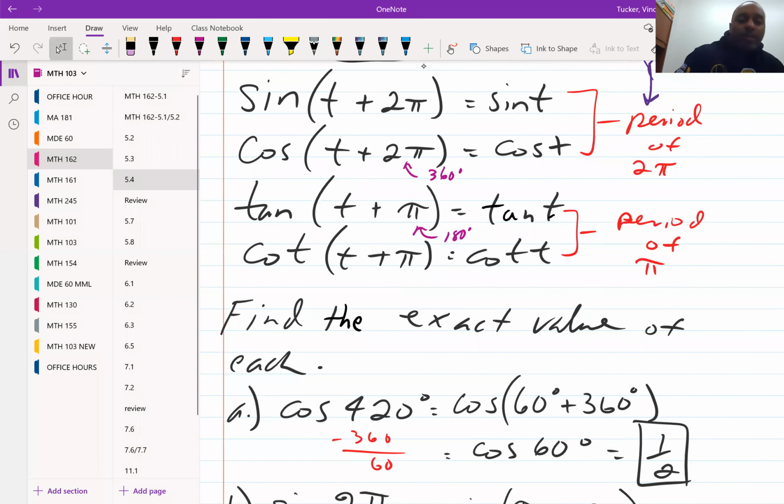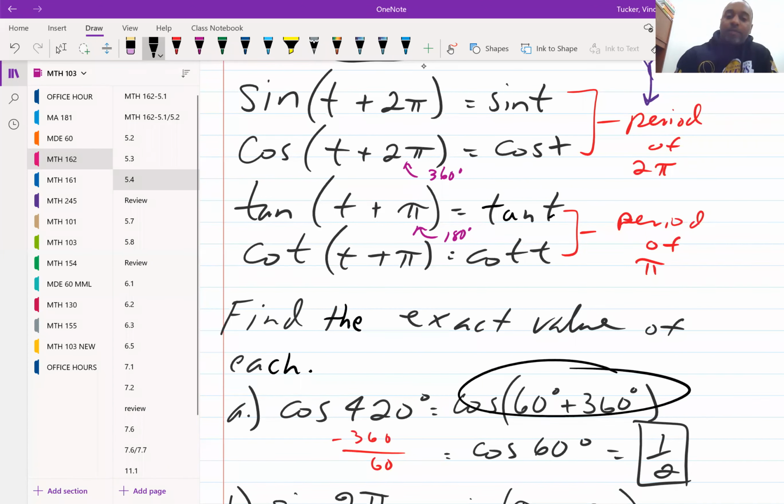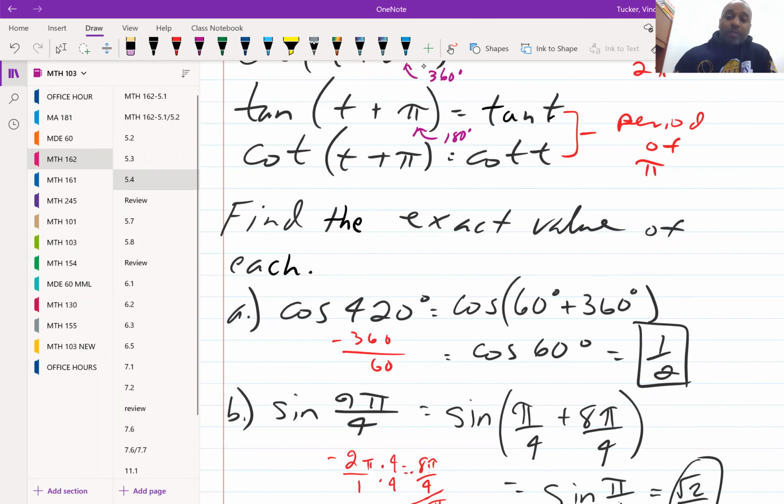So find the exact value of each. We have cosine of 420. If it's larger than 360, what we can do is subtract 360 from it to see what's a smaller value that's under 360 that we can relate to or be more familiar with. And so 420 minus 360 is 60. Using the relationship we just introduced, cosine of 60 plus 360 is the same thing as cosine of 60. And so cosine of 60 is 1/2.